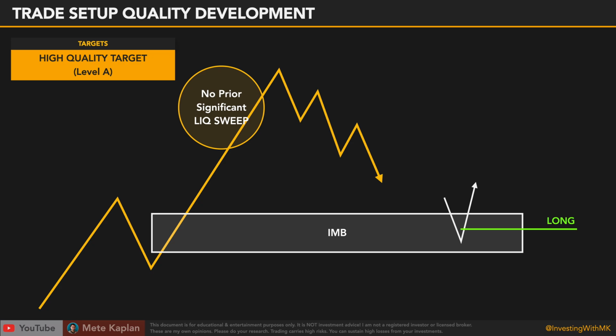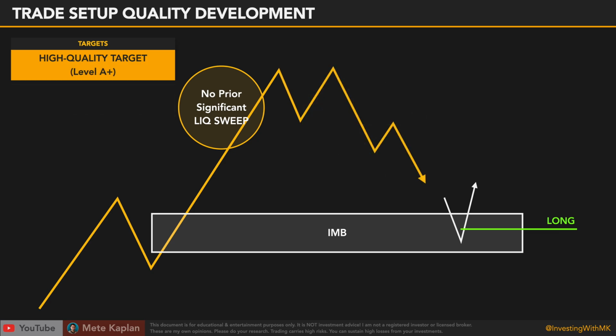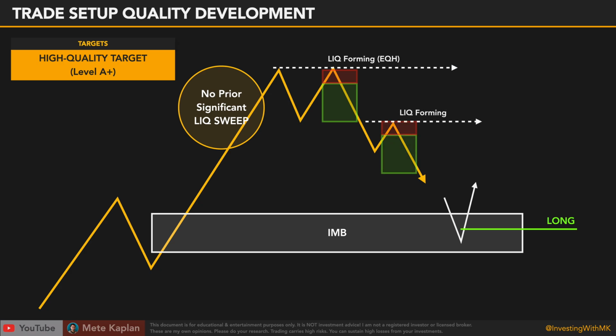So basically, when I build my trading setups, what do I look for as targets? No prior significant liquidity sweep. This is very important to determine the quality of the trading setup. Secondly, I started to look for newly forming liquidity. The most basic form is trend line liquidity. Very simple to identify. This already increases the quality of the trading setup. And as you know me, highest quality targets area always will be equal lows and highs.